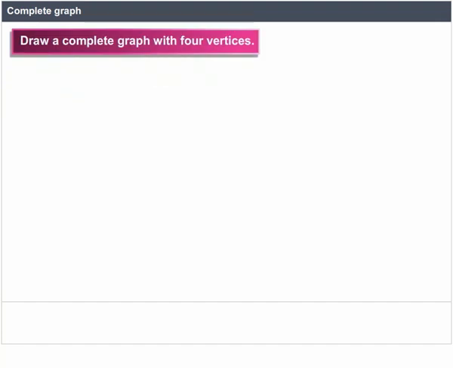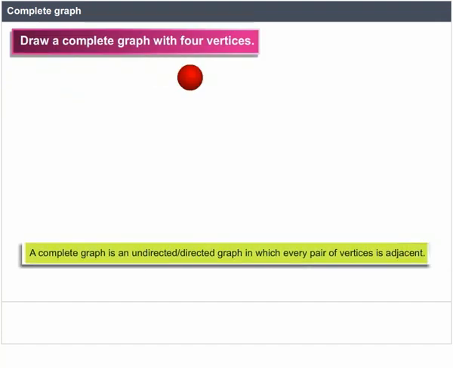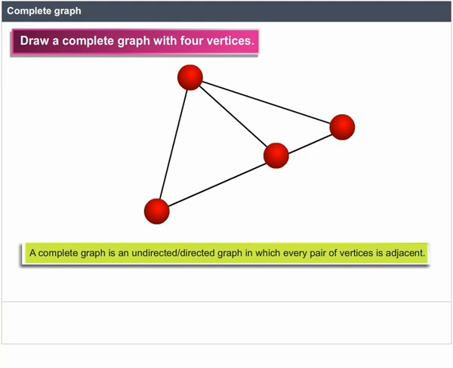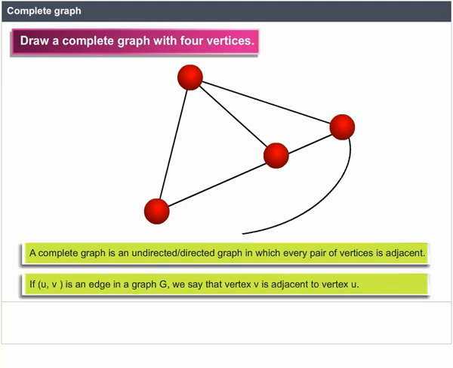Draw a complete graph with 4 vertices. A complete graph is an undirected graph or directed graph in which every pair of vertices is adjacent. If (u, v) is an edge in a graph G, we say that vertex v is adjacent to vertex u.